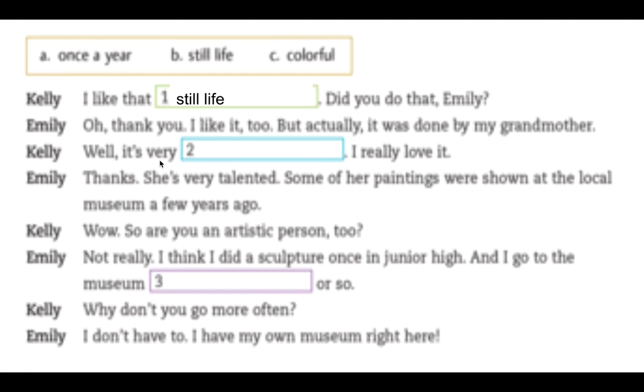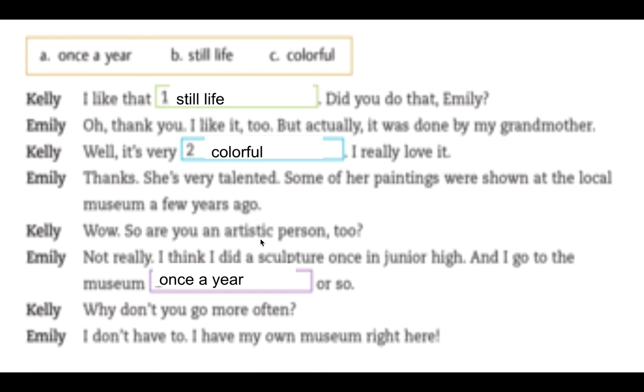Well, it's very colorful. I really love it. Thanks. She's very talented. Some of her paintings were shown at the local museum a few years ago. Wow! So, are you an artistic person too? Not really. I think I did a sculpture once in junior high. And I go to the museum once a year or so.